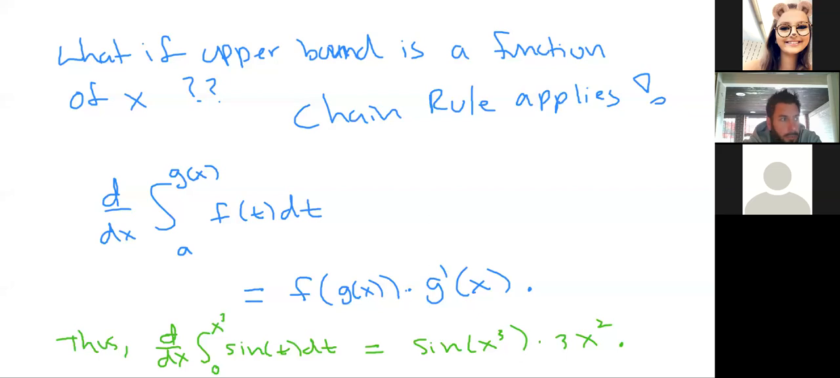Yes, multiplied by g, derivative of g. So what I meant is you only find the derivative of the second function, right? That's correct. Oh, yeah. Okay, you're talking about me. Yeah, I was talking about that. Right. Okay. Yeah, that's correct.